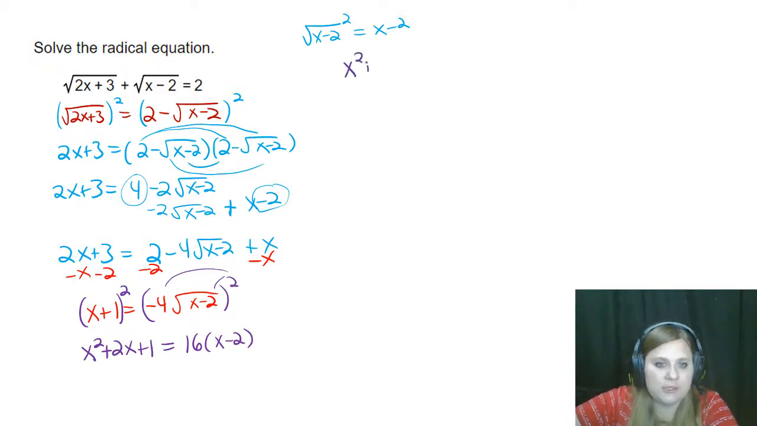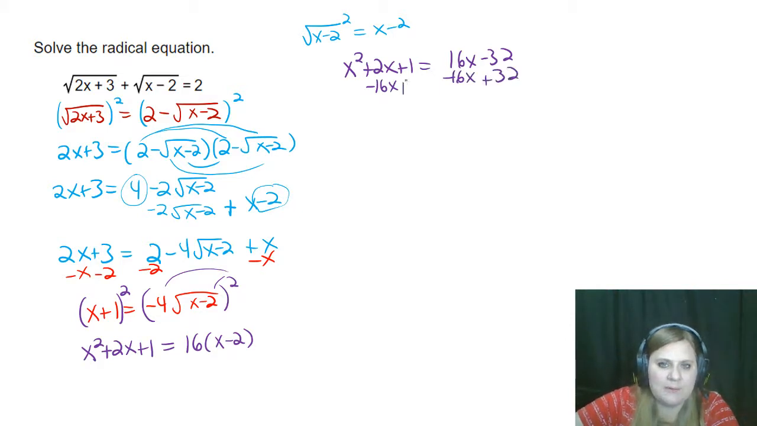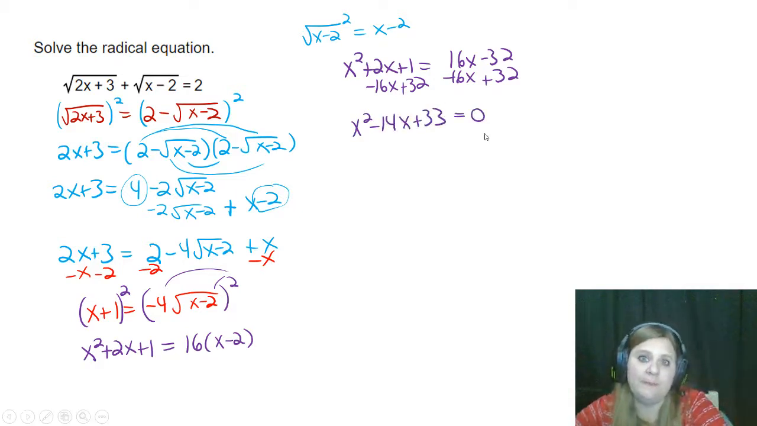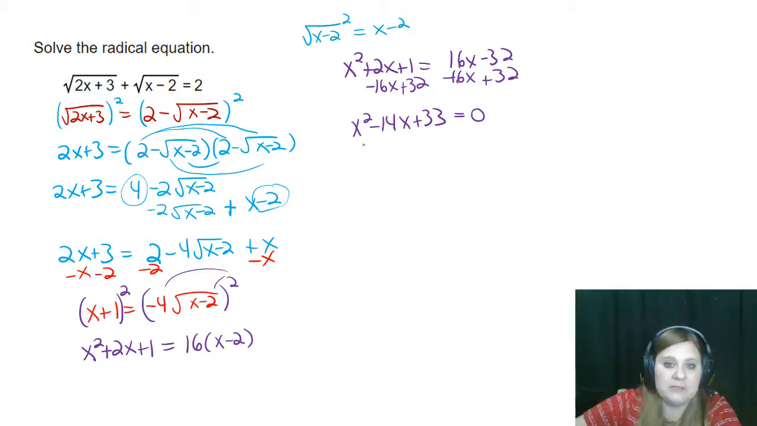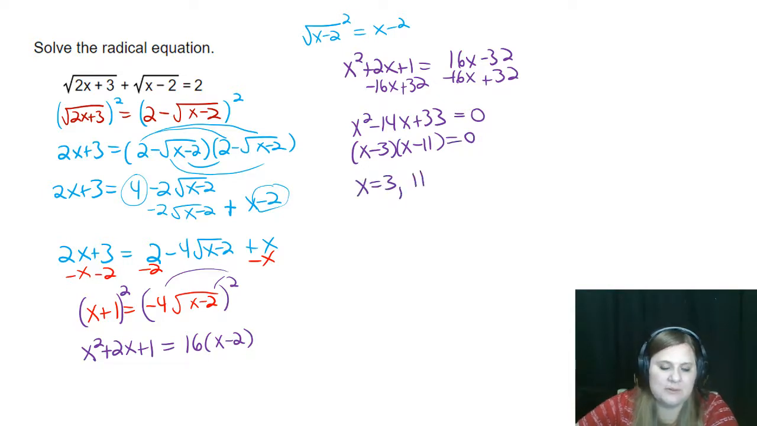All right, so when I distribute my 16, I get 16x minus 32. Then I have to subtract 16x and add 32 on both sides. That gives me x squared minus 14x plus 33 equals 0. Now, if I can, I should attempt to factor. I need two numbers that multiply to 33 and add to negative 14. The good news is those are x minus 3 and x minus 11. So I get x equals 3 and x equals 11.